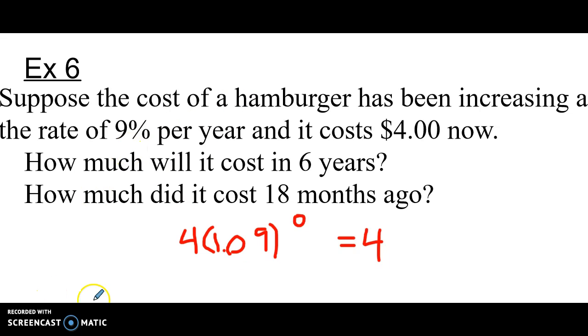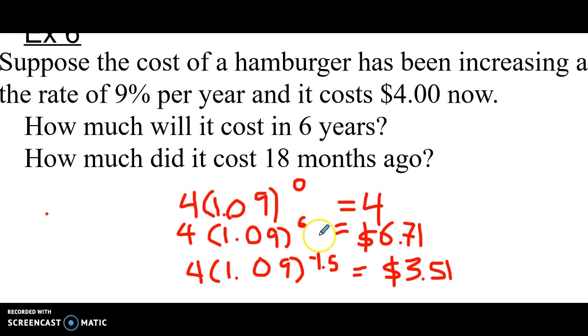So if I want to know how much it's going to cost in 6 years, I have a starting amount here of 4. My function is 4 times 1.09. 6 years from now, I'm going to multiply by 1.09 6 times, so I can just put this in the calculator. So in 6 years, it'll cost $6.71. And if I want to look at what happened 18 months ago, now my exponent is going to be negative 1.5. Make sure I'm keeping the same units, and it would have cost $3.51.